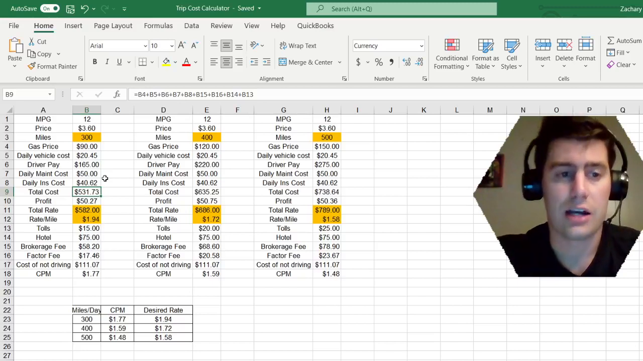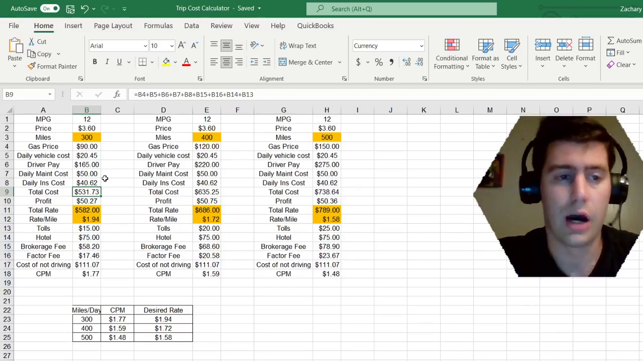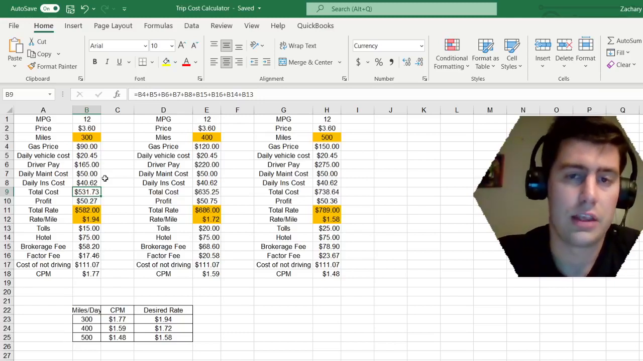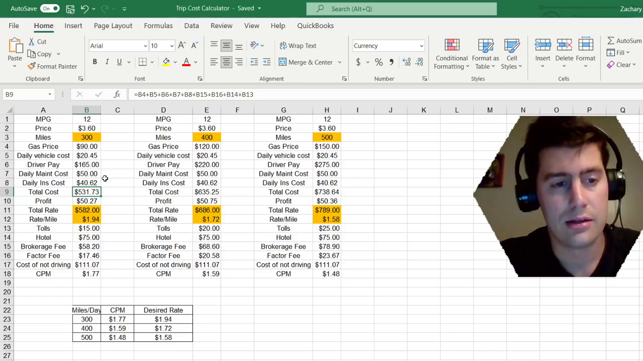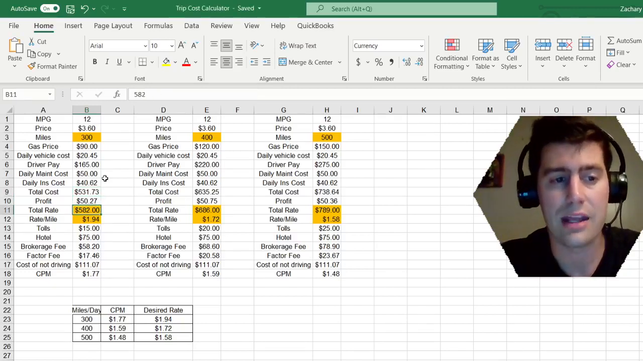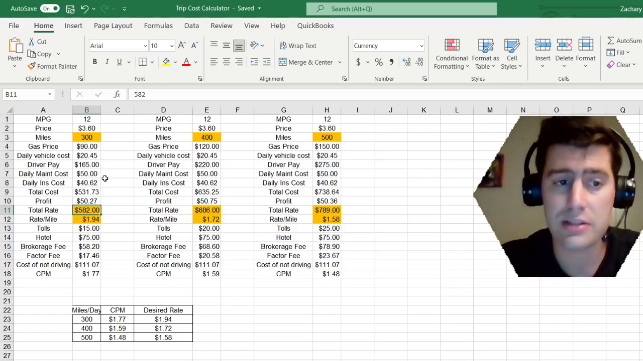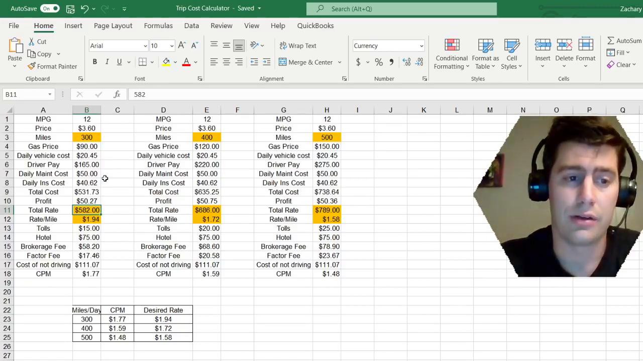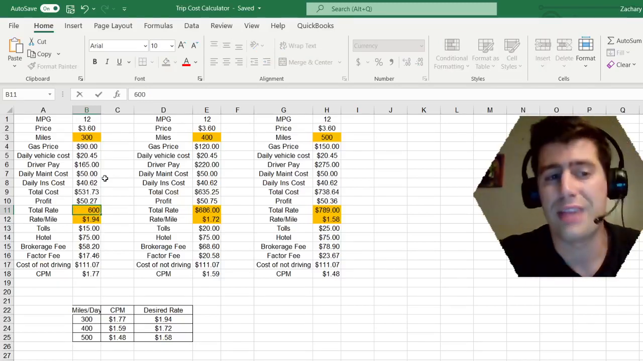That's how much it cost me as the owner to operate and to run this load of 300 miles, given all these different variables. And finally, you want to just add in your total rate. So how much are they offering to pay for this? So for example, in this example, let's just keep it simple. Let's just say $600. That's probably pretty standard, I guess.